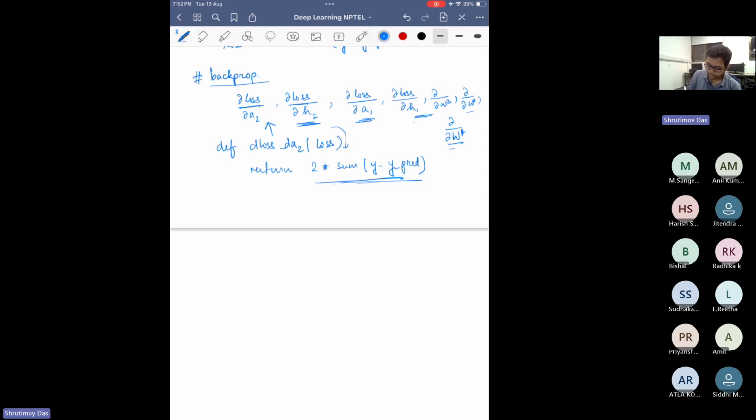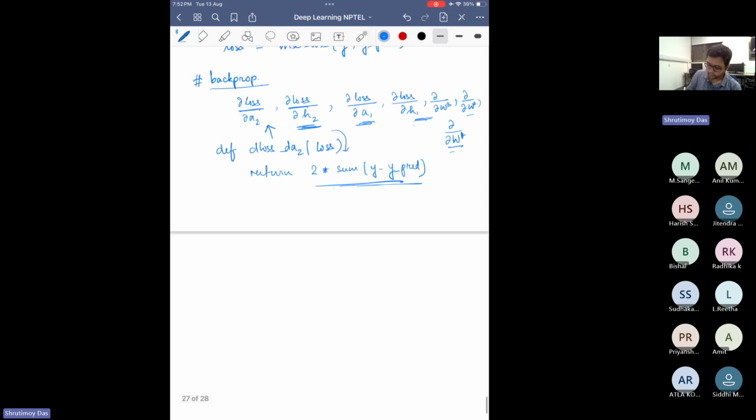Now once we have these derivatives, we'll store all of them somewhere. Suppose we create some array of derivatives, and we'll store all of these things here, to store all the derivatives.